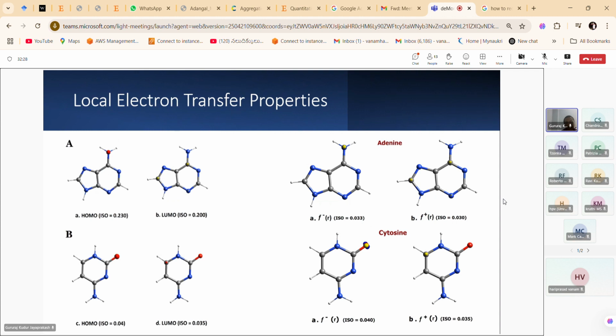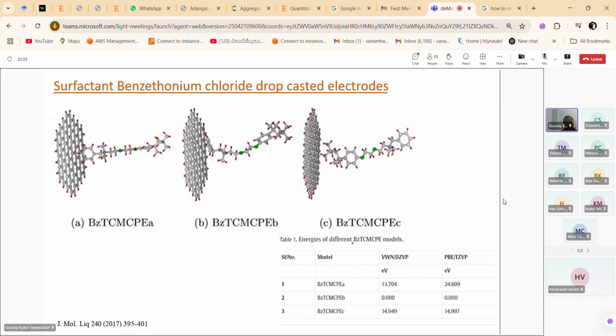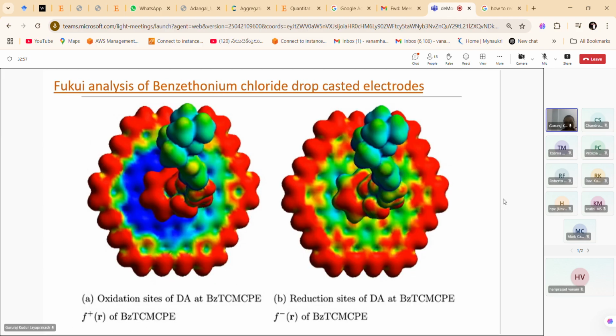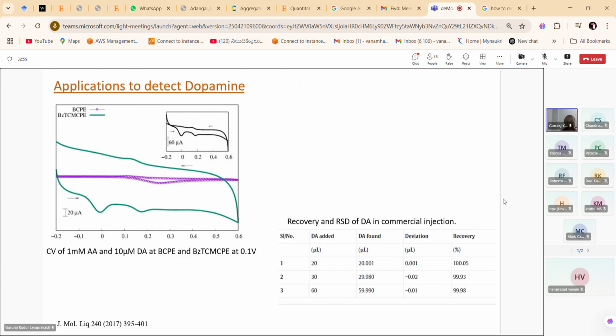Then we further extended our model to surfactant immobilization. Here we selected a surfactant, mainly benzethonium chloride. We first predicted, using deMon2k, how the surfactant may adsorb on the graphene surface. Then we found the energy minima structure and plotted the HOMO and LUMO orbitals. They are located on the phenyl rings of the surfactant. These results exactly match the Fukui results.